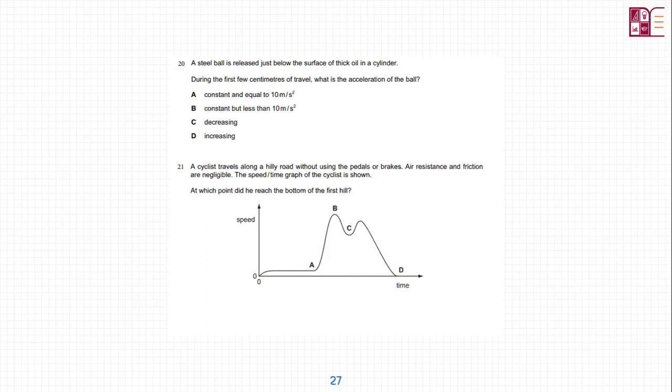And at B is the point where the cyclist feels the shift of motion. Point B is where it reaches the bottom of the first hill and then it starts to climb up the second, where its speed decreases. So the curvature of the speed at point B is the point at which it is at the bottom of the first hill. So B is the correct answer for this question.